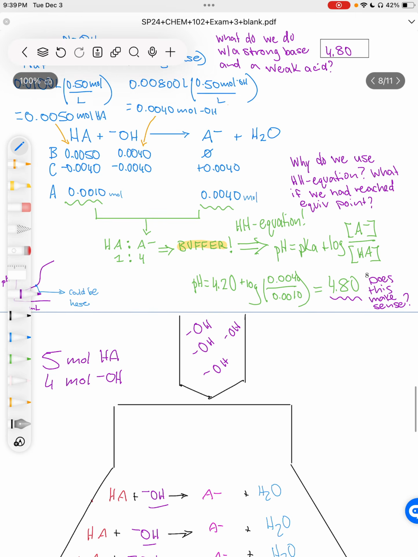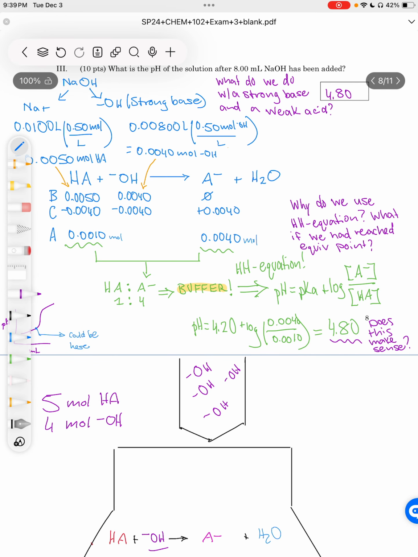So we are going to do a little math to get moles, fill in our BCA table, and we're left with 0.001 moles of HA and then 0.004 moles of A minus. So what kind of solution is this now? Right, it's a buffer solution because we've got weak acid and conjugate base in approximately equal amounts, right? They're in a 1-to-4 ratio, which is pretty good. It's less than 1-to-10. So because of that, what kind of equation are we going to be using to figure out the pH, given that this is a buffer solution? Right, we're going to be using the Henderson-Hasselbalch equation.